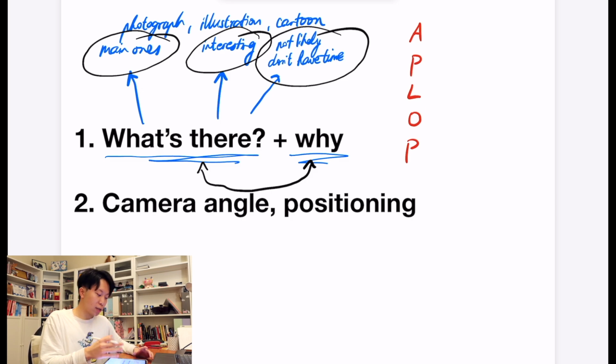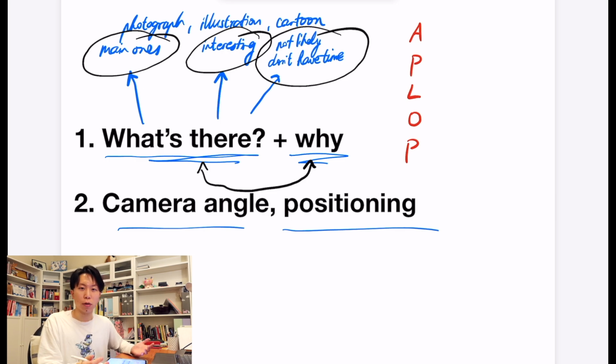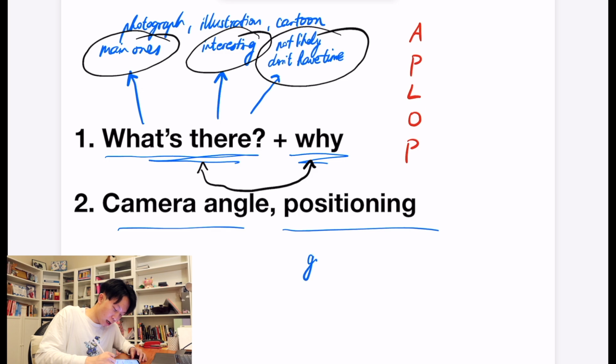So after seeing what's there and why, that's kind of the bulk of me looking at the image. And when I can't think of anything more, or if my brain is not functioning that well and I just want something easy to go back to, I kind of just consider the camera angle and the positioning. They're very general things that I don't think about that much, but it gives you a pretty accessible and easy point to think about. So kind of a go-to or a sort of background thought. I just look at it, I just think, what's the camera angle? What's the positioning?